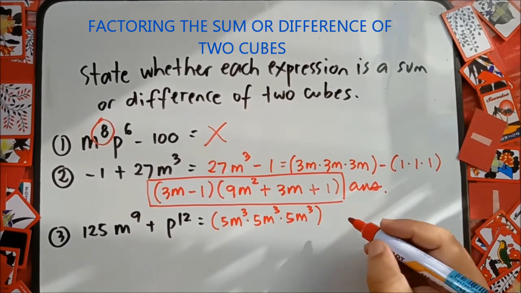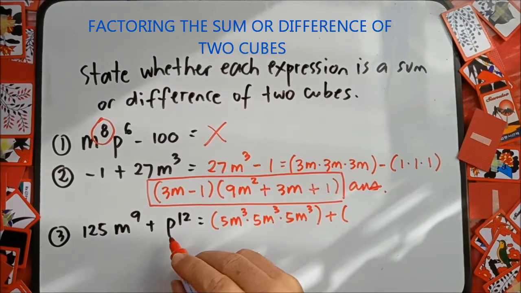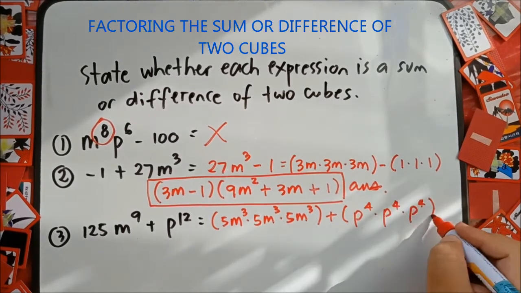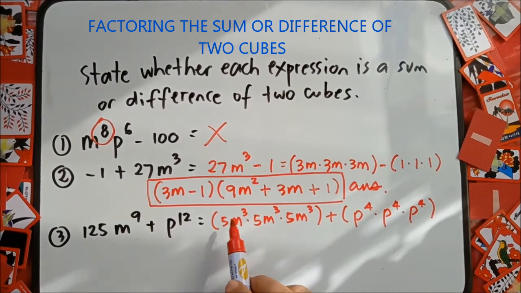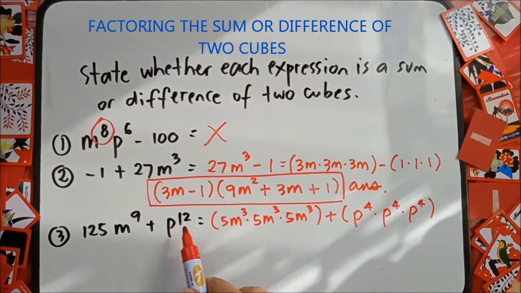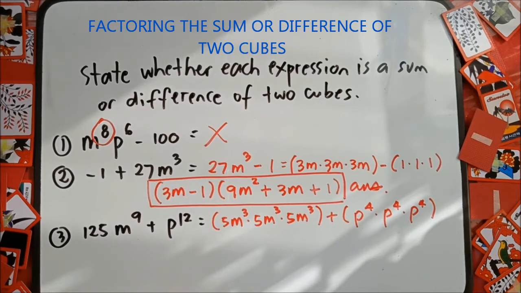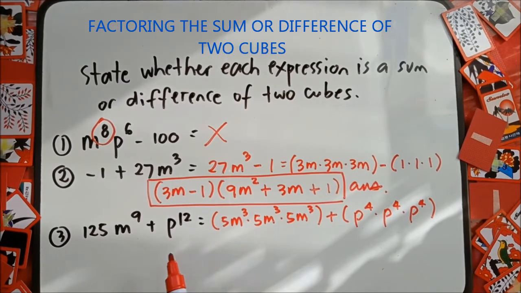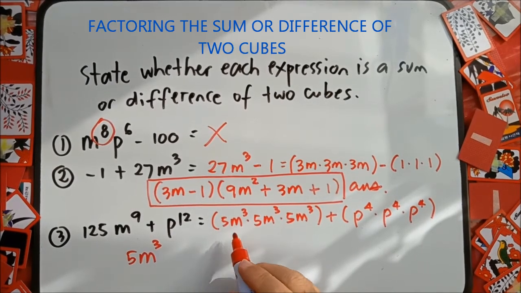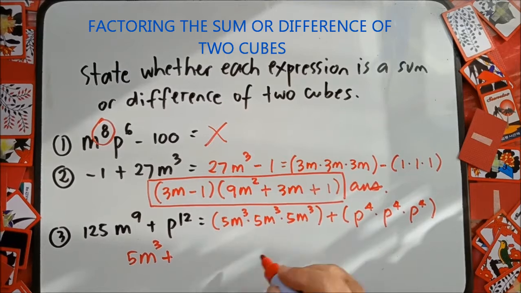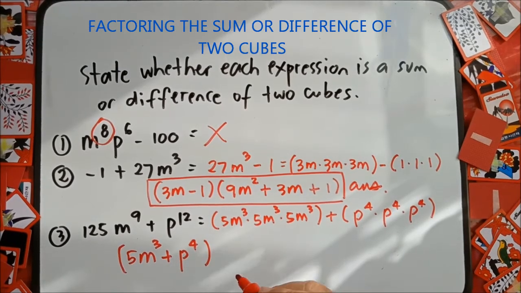Okay, check. Plus. P to the 12th power. Yeah, just divide this by 3. Divide this by 3. 3, 3, 3. Divide this by 3. 4, 4, 4. Now, what will be your answer? This is positive. Remember, your first term is 5m cube. Ito. Plus p to the 4th power.